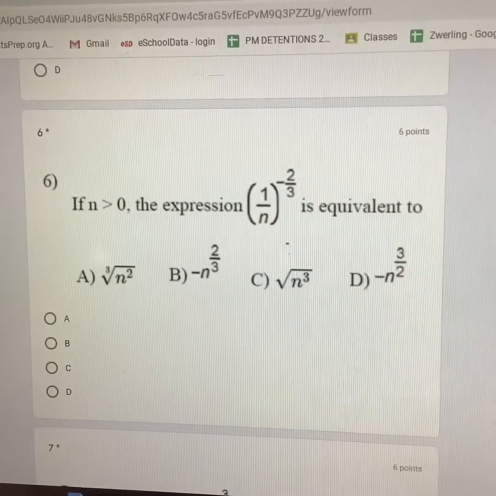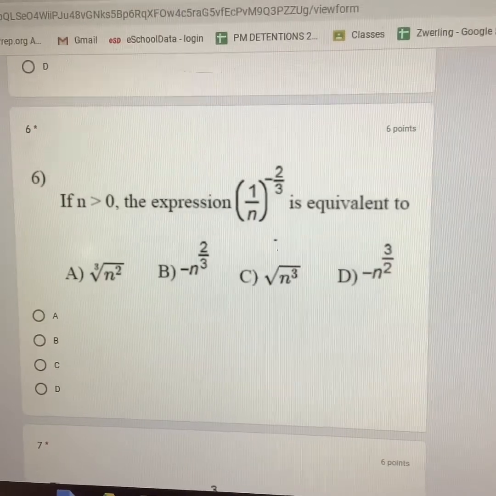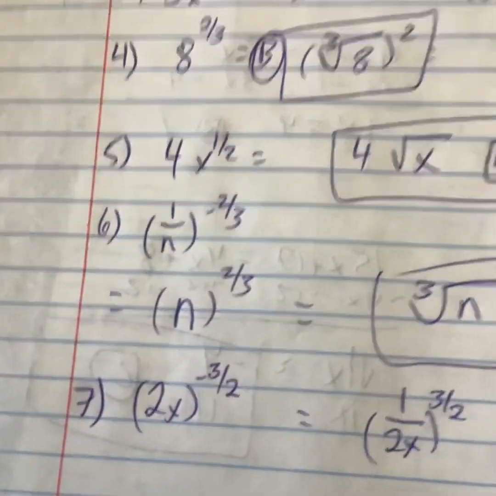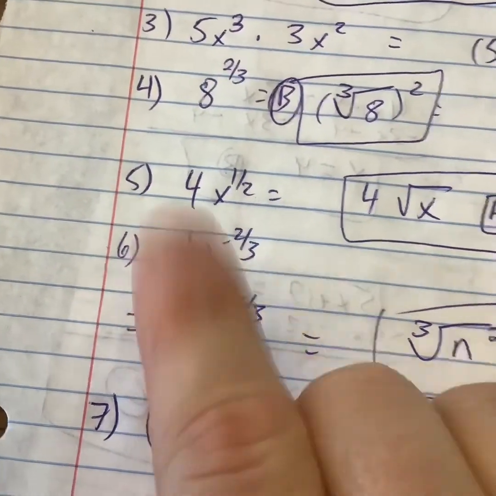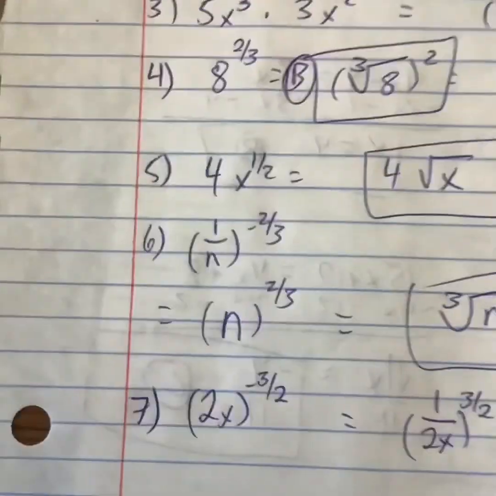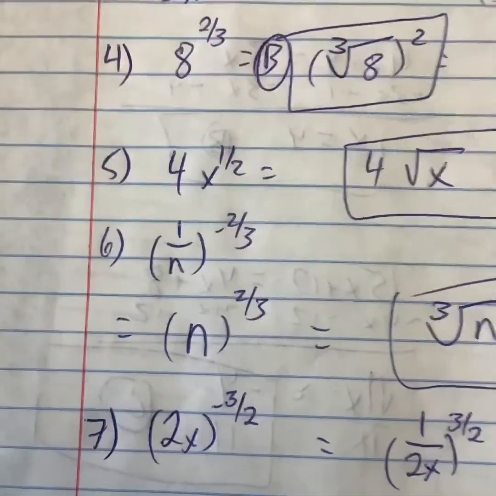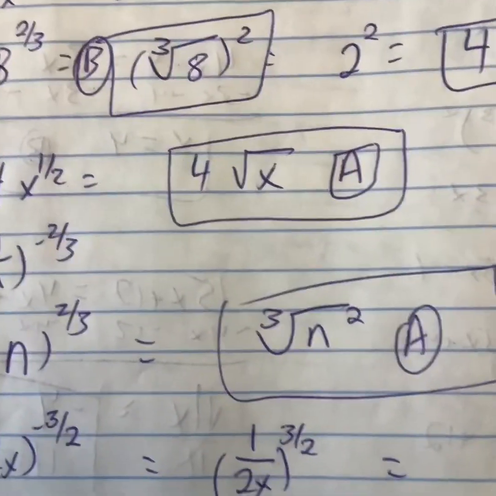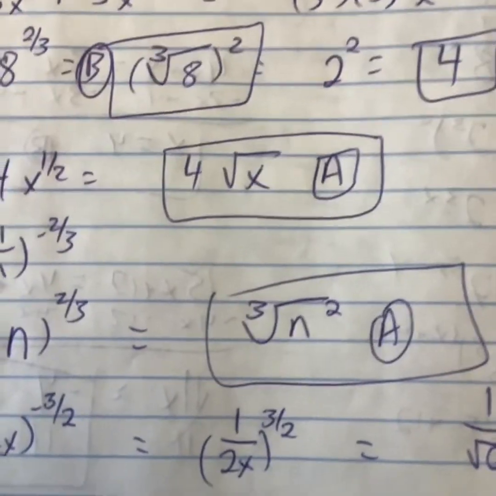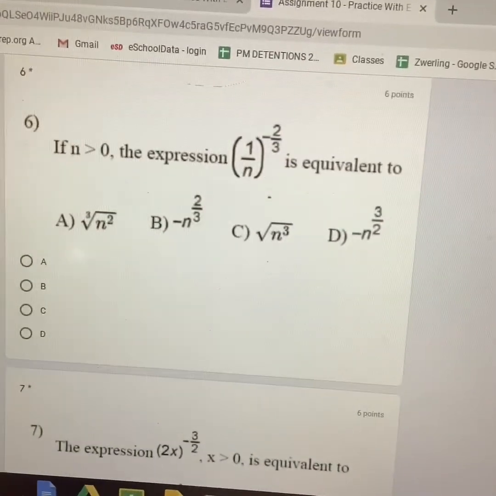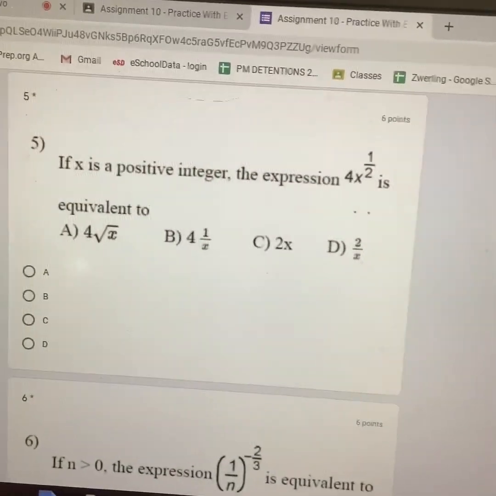Number 6, if n is greater than 0, the expression 1 over n to the negative 2/3 power is equivalent to what? This question looks complicated, but it is very easy. We have that negative exponent, which just means that base, we take the reciprocal of it. The reciprocal of 1 over n is n over 1, or just n. And it becomes n to the positive 2/3 power. So that then becomes a radical with an index of 3. So it becomes the cube root of n, and that's being squared because the numerator is 2, and that's choice A. Easy problem.